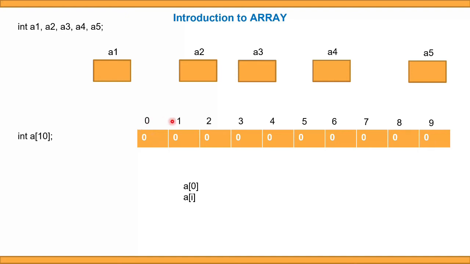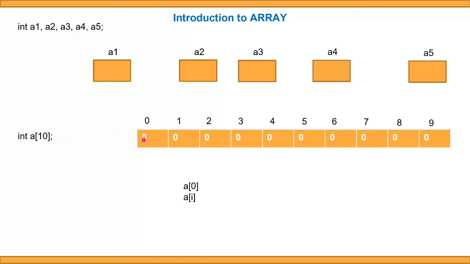So 0, 1, 2 up to 9, it means there are 10 elements in this array. A very important point that I have already explained here, I'm repeating it: the array is a collection of the same data item. Same data item means if one data item here is integer, then all the data items will be integer. That's why I mentioned integer here.